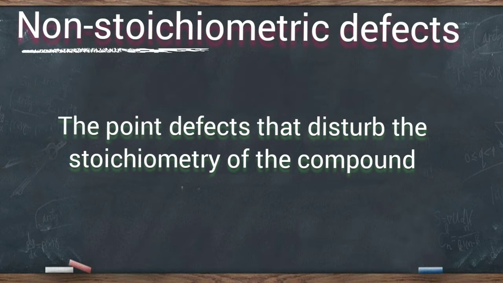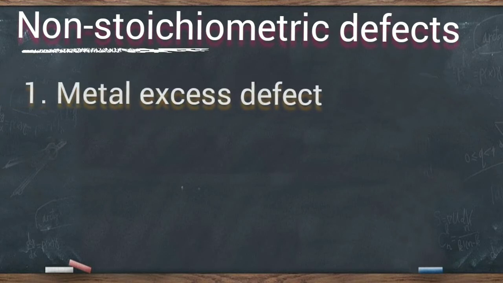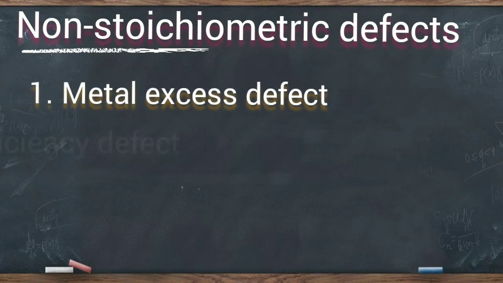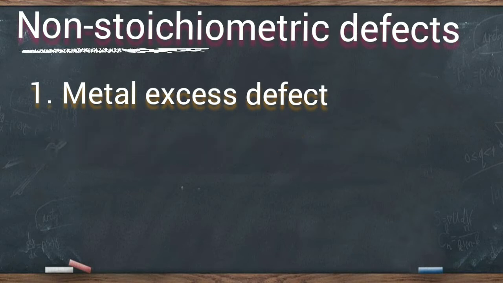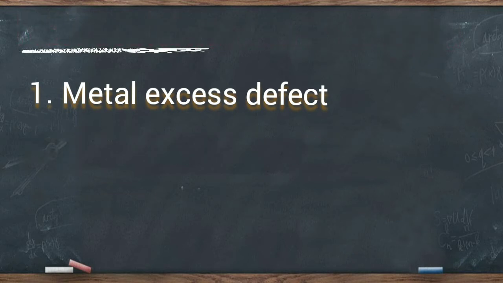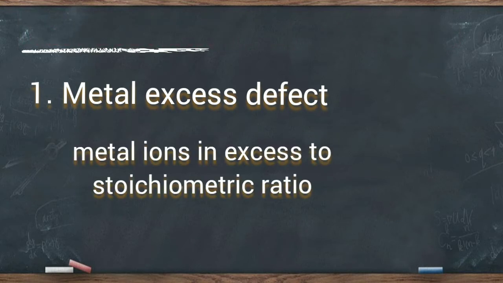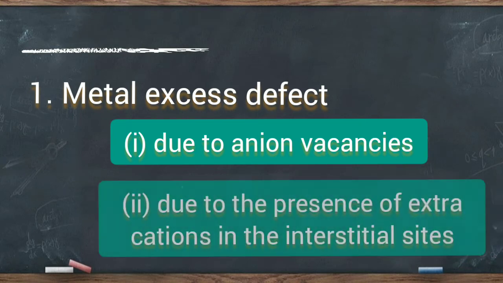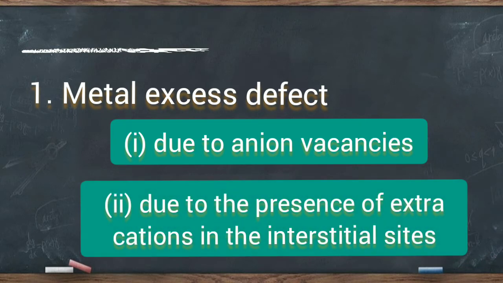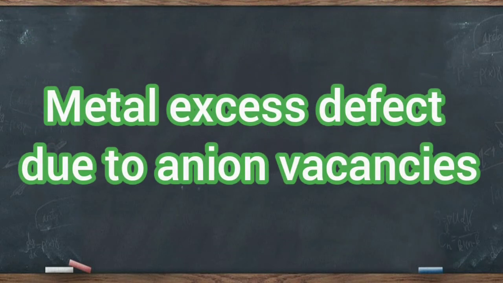Non-stoichiometric defects are of two types. One is metal excess defect, second is metal deficiency defect. The solids with metal excess defect contain metal ions in excess to the stoichiometric ratio. Such type of defect may occur due to anion vacancies or due to the presence of extra cations in the interstitial sites. Metal excess defect due to anion vacancies.